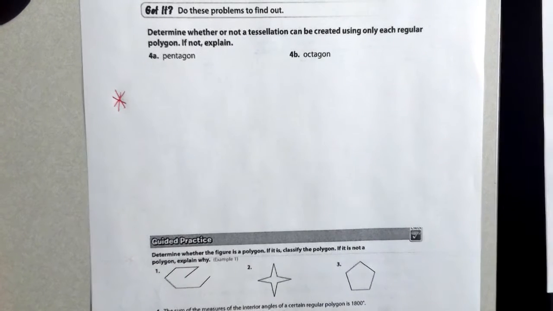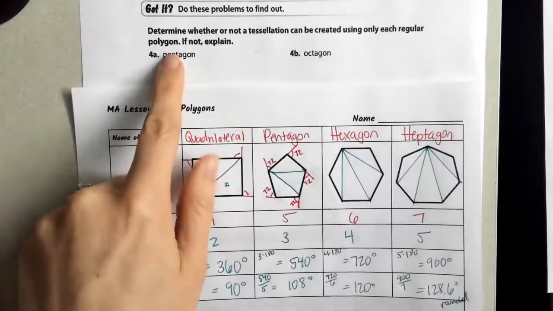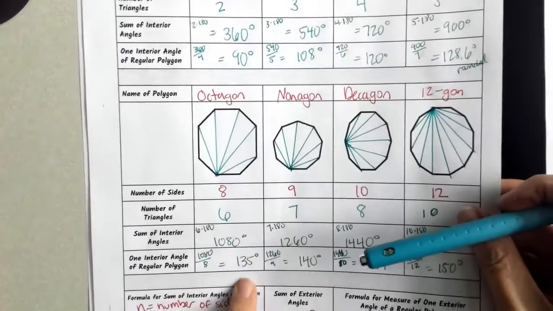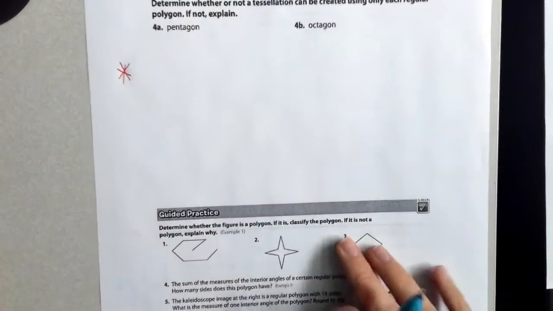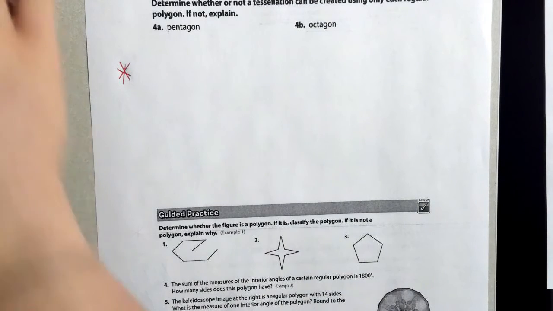Determine whether or not the tessellations can be created. Well, these numbers you already know. So go ahead, for your pentagon, use your 1 interior angle. For your octagon, use your 1 interior angle that we already knew and see if they can meet up exactly or if there's going to be some gaps and we can't create a tessellation. So go ahead and try that.